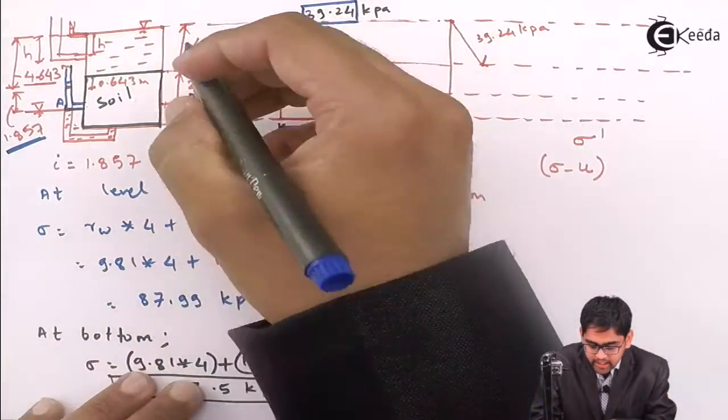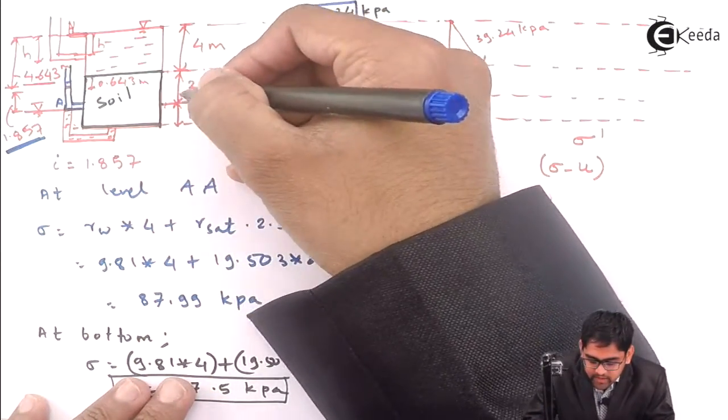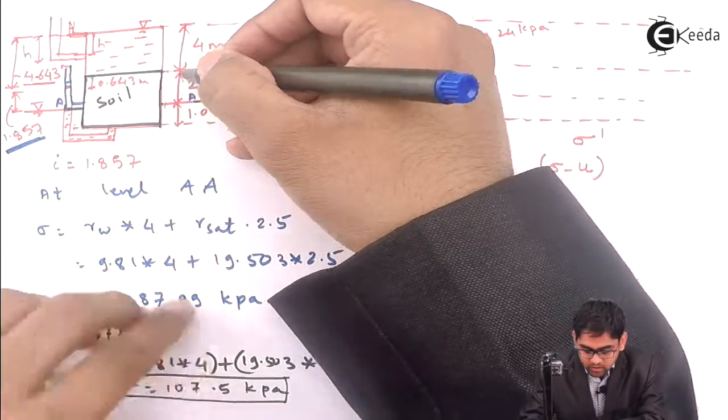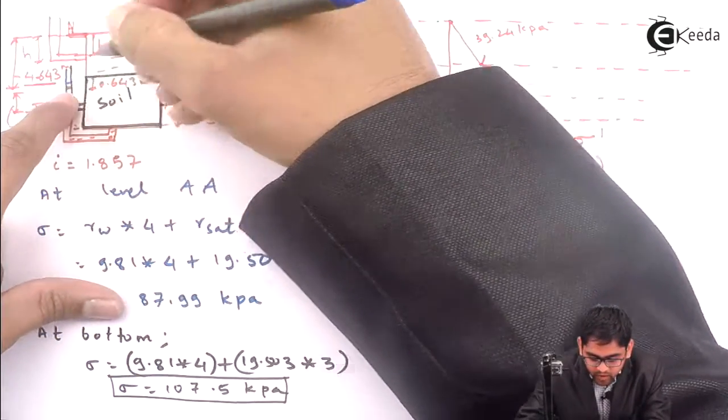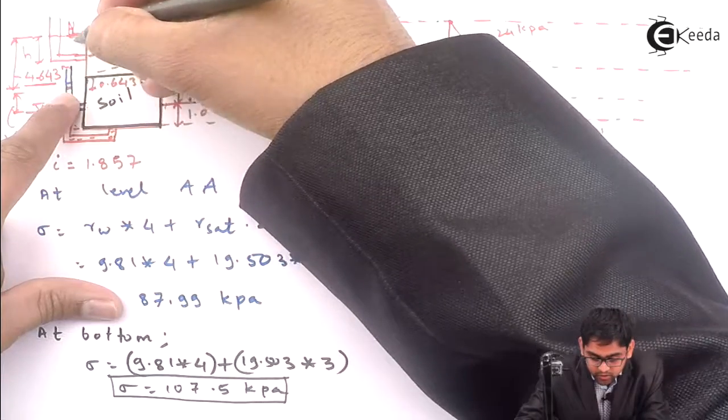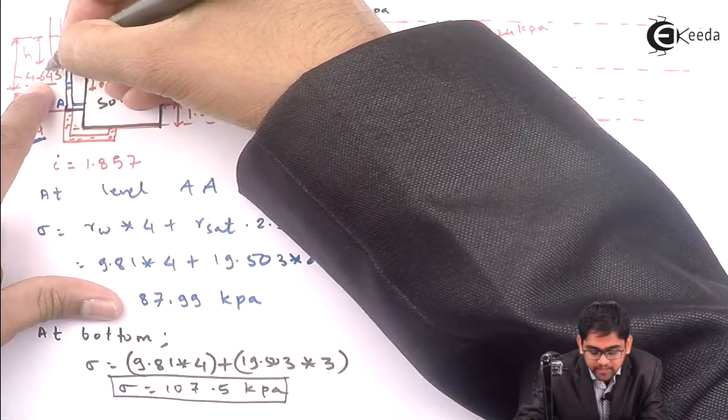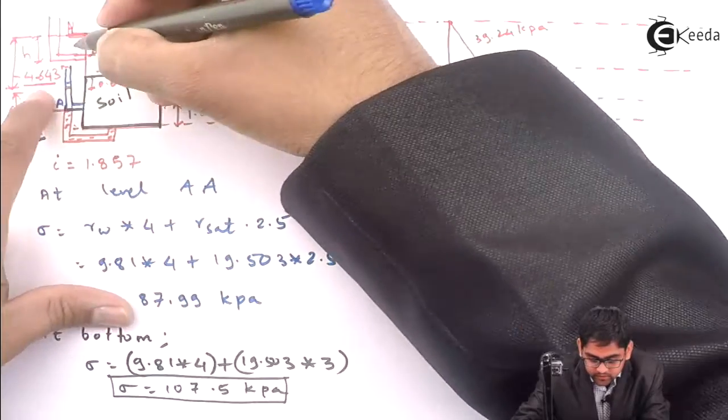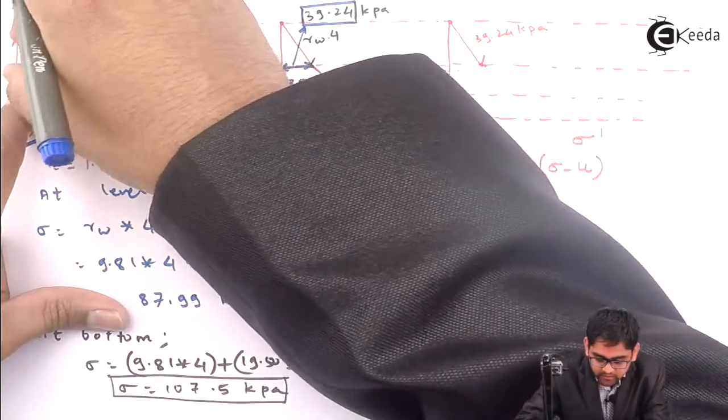We have calculated if you travel by 2.5 meter, what will be the head loss. So head loss will be from top level to this particular level. Total head loss we got as 4.643. Since this is the 4 meter, I have deducted 4 meter from that.